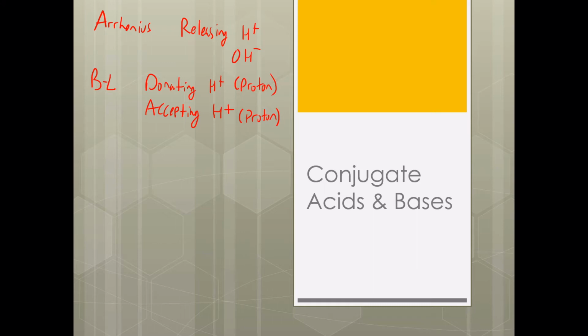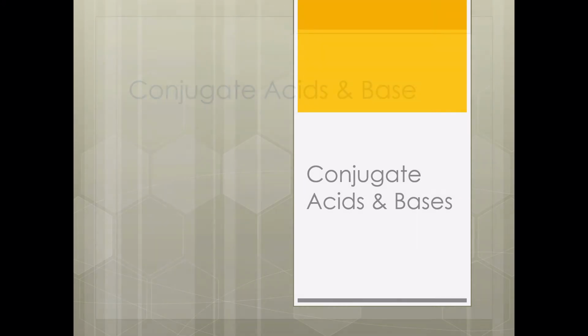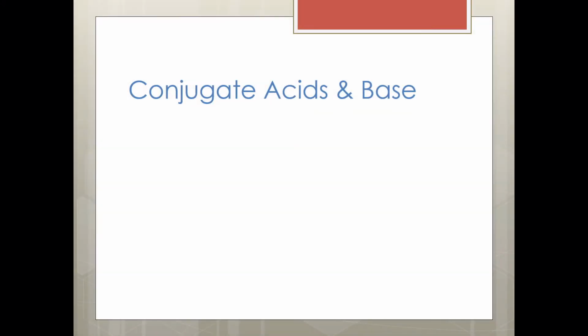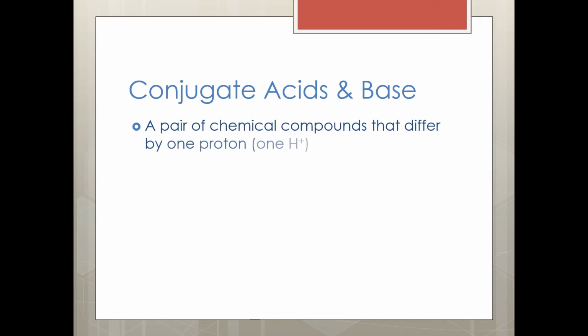All right, so today we're going to discuss conjugate acids and bases. Now, what is a conjugate acid and a conjugate base? Quite simply, they're basically just two compounds that are basically the same. The only difference is that one compound has an extra hydrogen, or you can view it as one compound is lacking a hydrogen. Okay. So these always come in pairs.